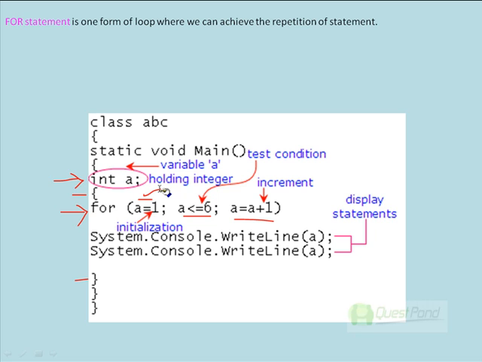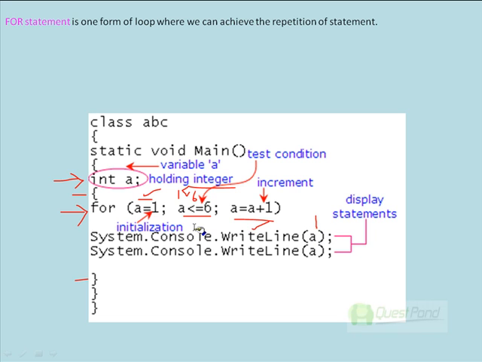Since a is holding the value 1, it will be tested with the condition which says: is 1 less than 6? The condition states that yes, the value 1 is less than 6, so this condition is true. Hence the very first display statement is going to execute, which will in return display the value 1.